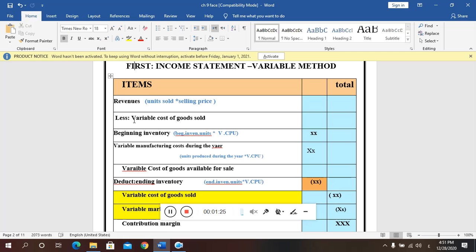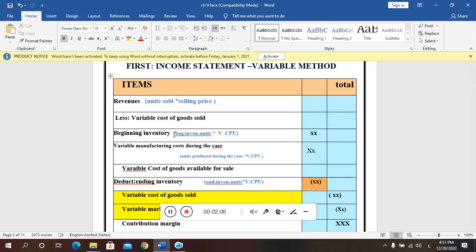So we will calculate only the variable cost of goods sold because we prepare the income statement under the variable costing method. So variable cost of goods sold will consist of beginning inventory, add variable manufacturing cost during the year. The result will be variable cost of goods available for sale. Deduct ending inventory, and it will give me variable cost of goods sold. This is the variable cost of goods sold. Let's go to the first item, which is beginning inventory.